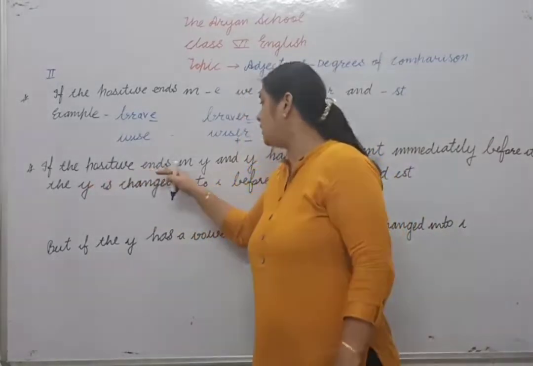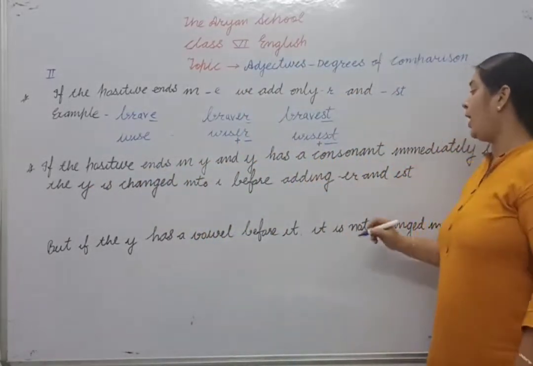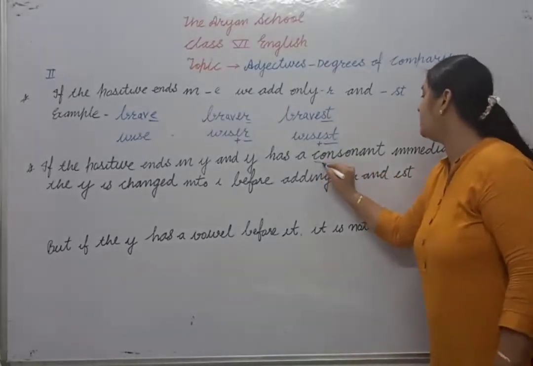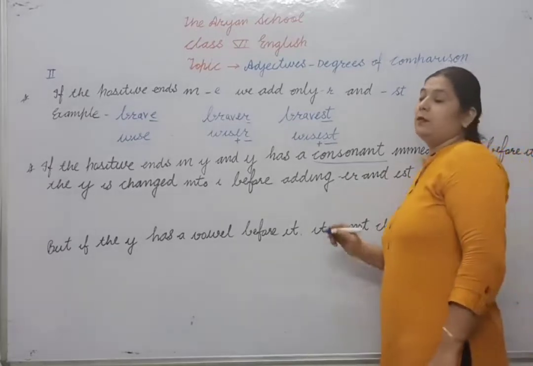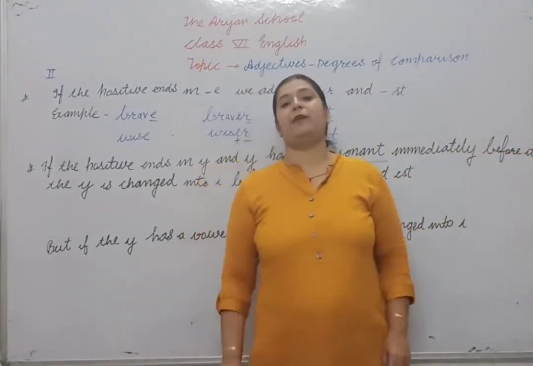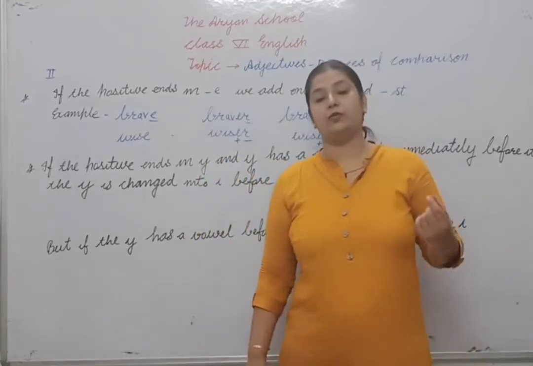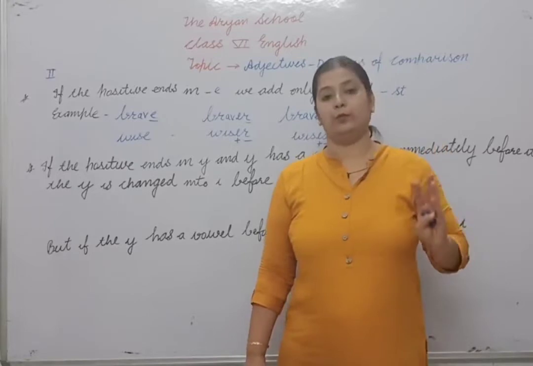If the positive degree ends in Y and Y has a consonant immediately before it. What is a consonant? There are 26 alphabets in our English, A to Z, and 5 are vowels: A, E, I, O, U.